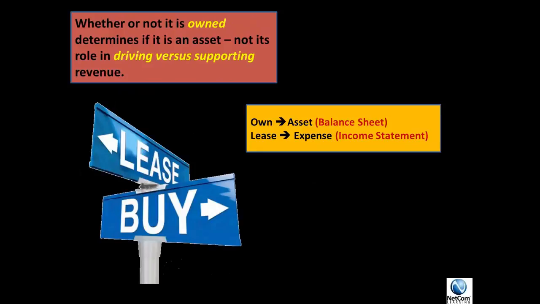Whether or not something is owned determines if it is an asset, not its role in driving versus supporting revenue. So to reiterate, if you own it, it is an asset on the balance sheet. If that same object is leased, then it is an expense recorded on the income statement.